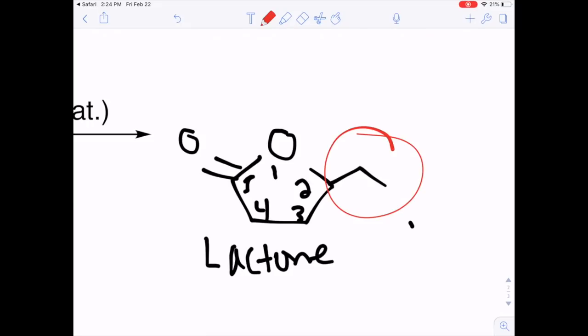So if I were to assign priorities here, we know that this is going to be number 1 to the left, number 2 is going to be towards the right, and then number 3 is going to be the actual ethyl group. So if I were to trace that priority, it's going to be S. So that means that we need to have this ethyl group on a dash.